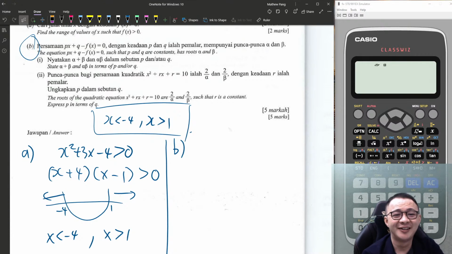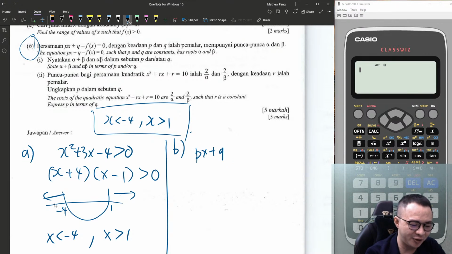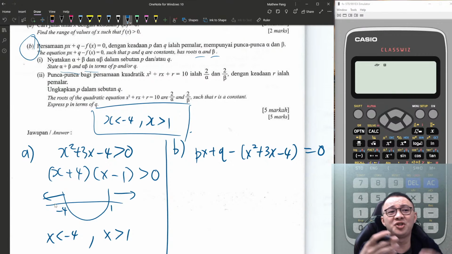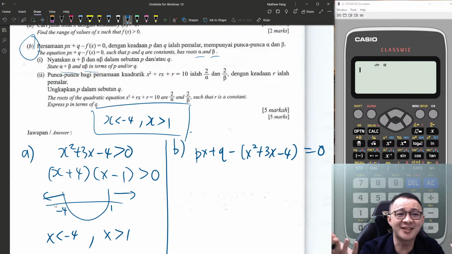alpha beta, quadratic. Right, so first thing is px plus q minus f(x). We have an f(x), we just insert our f(x) equation, equals 0. And then they tell us this equation has the roots alpha and beta. So state alpha plus beta and alpha multiply beta in terms of p and q. Alright, so basically I want to change them into a quadratic pattern, and then from there I can get my sum of roots and product of roots.